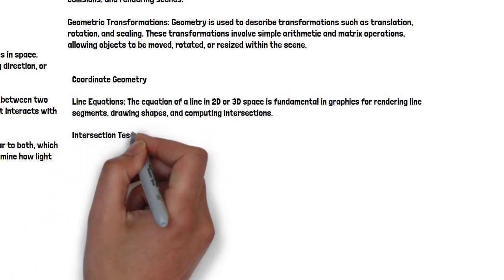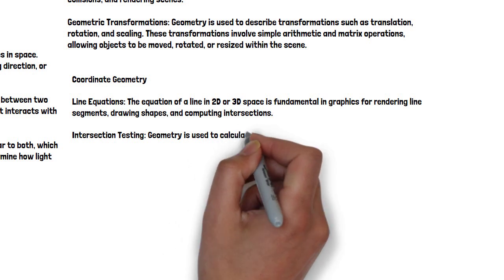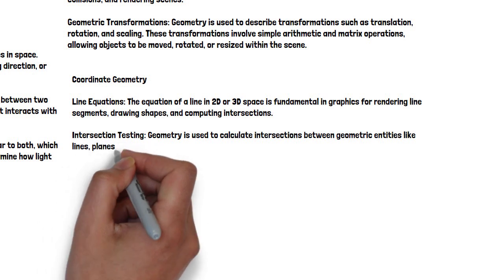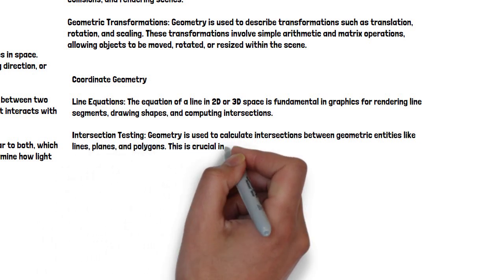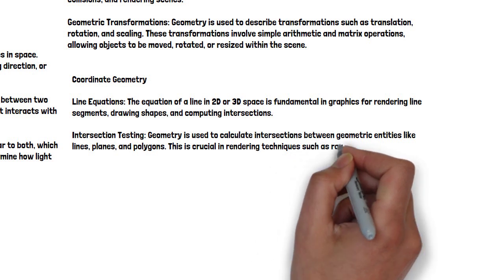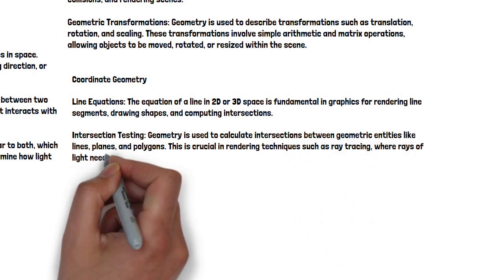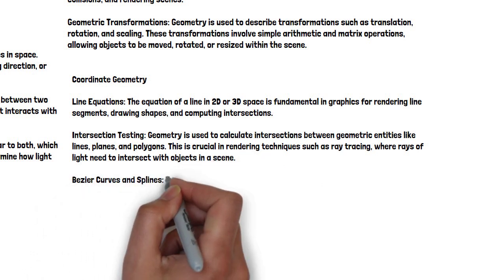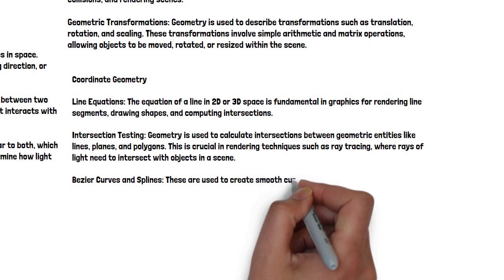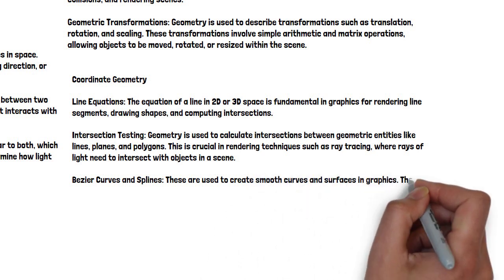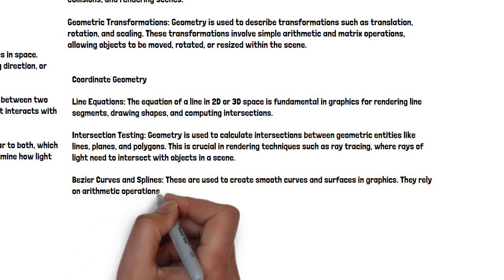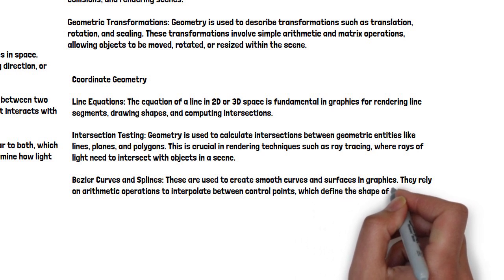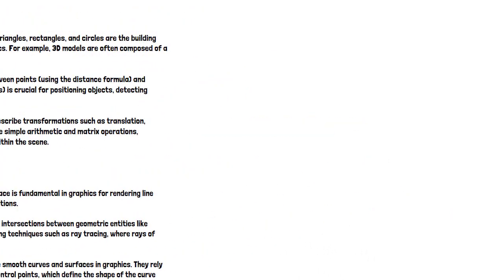Intersection testing. Geometry is used to calculate intersections between geometric entities like lines, planes, and polygons. This is crucial in rendering techniques such as ray tracing, where rays of light need to intersect with objects in a scene. Bezier curves and splines. These are used to create smooth curves and surfaces in graphics. They rely on arithmetic operations to interpolate between control points which define the shape of the curve or surface.